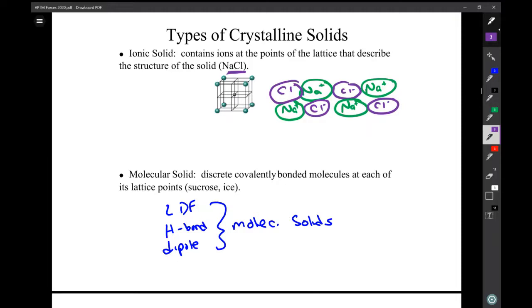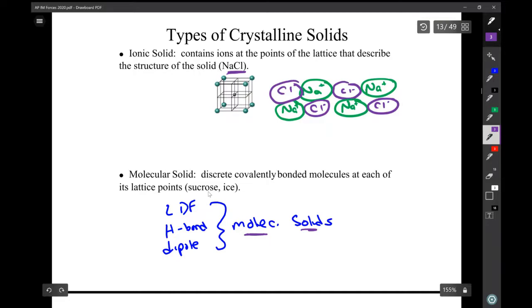Now, the second type of solid is a molecular solid. This is what we talked about before. The LDF, the hydrogen bonds, the dipoles, those are all the intermolecular forces for molecular solids. They'll still form a crystal with their positive ends and negative ends, attracted towards the positive and negative ends of those polar molecules.